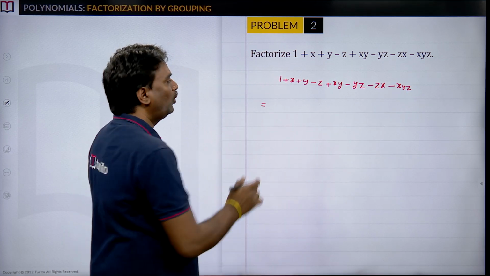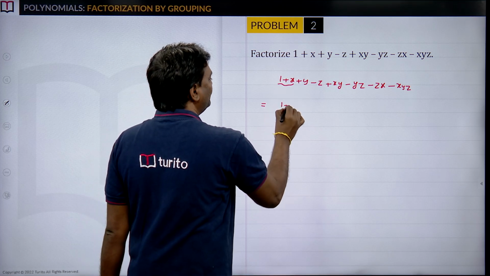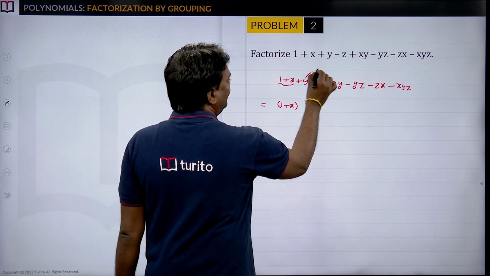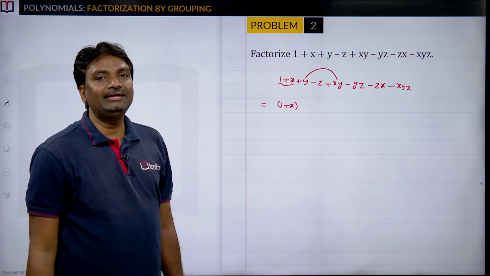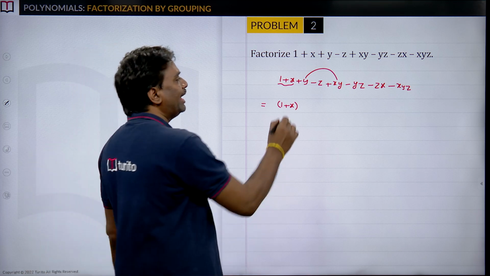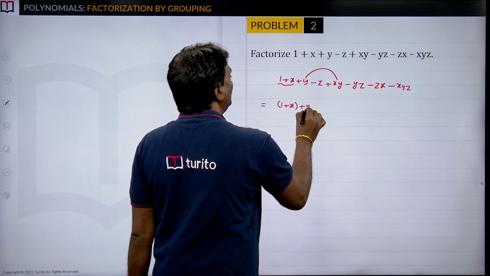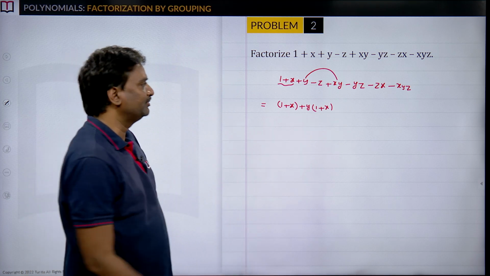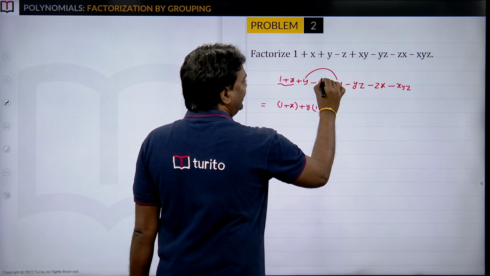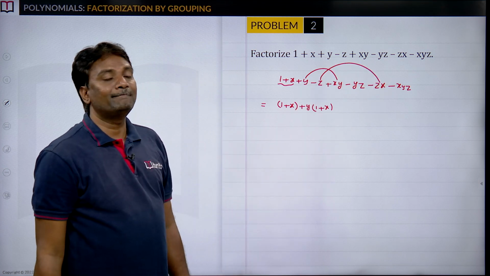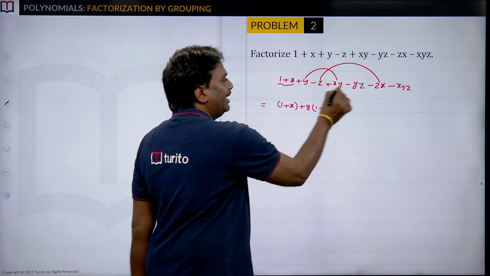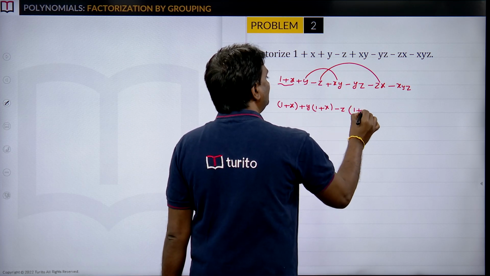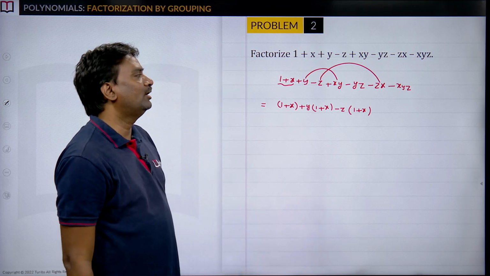Here let us suppose that 1 plus x is the first group. Next, here we have y, here we have xy. From these two terms we can take y as common. By taking y as common from y plus xy, then what will we get? y into, here we have 1, here we have x. So, y into 1 plus x. Here we have minus z, here we have minus zx. From these two terms, if we take minus z as common, we will get 1 plus x, minus z of 1 plus x.